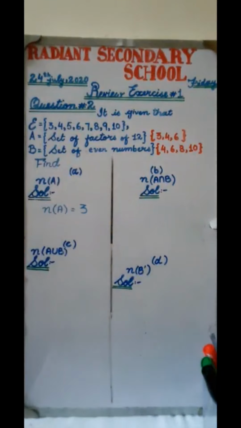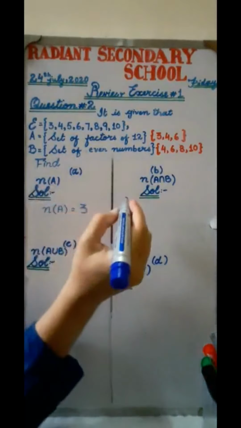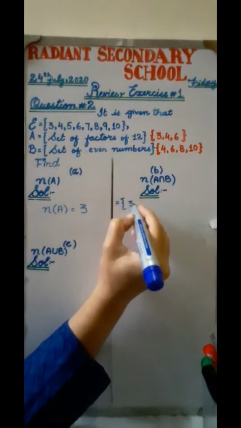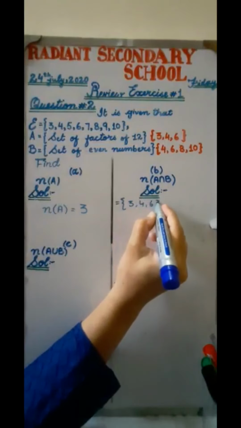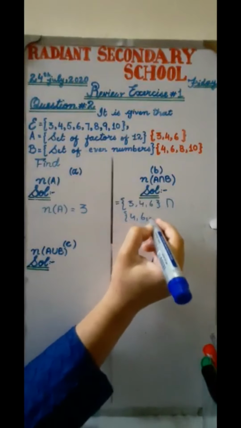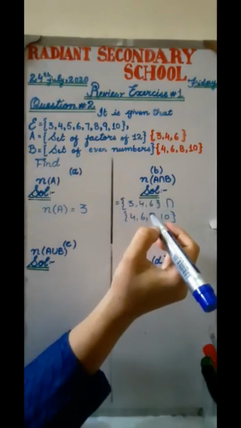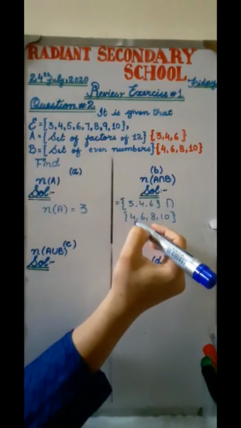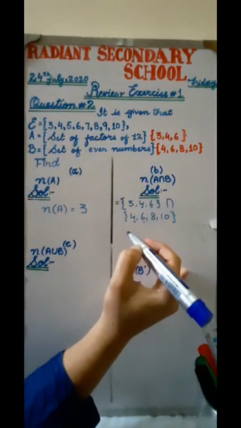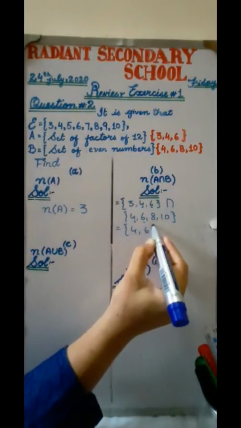Now come on part B. Number of elements in A intersection B. First you have to find A intersection B. Write A set first, 3, 4, 6, intersection B. B set is 4, 6, 8 and 10. Now intersection, you know very well what is intersection. Intersection means common elements. Look, 4 and 6 are common between these two sets. So our intersection will become 4 and 6.